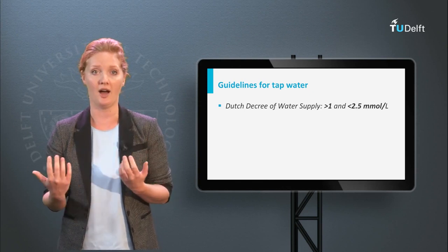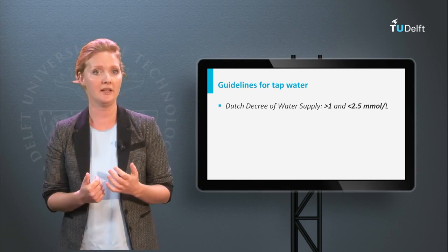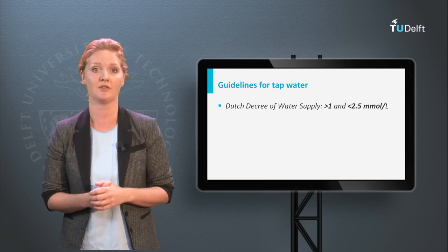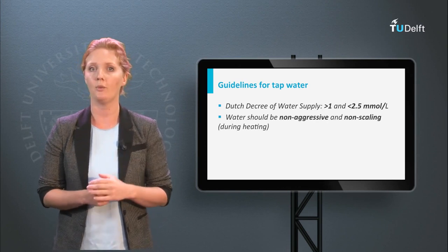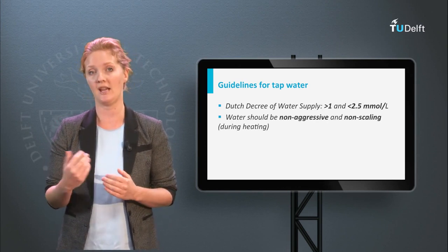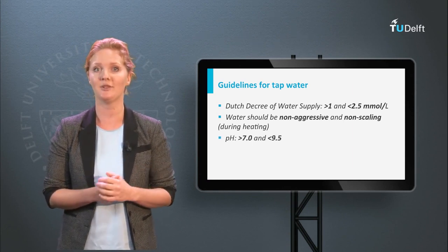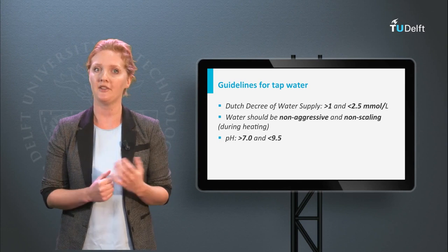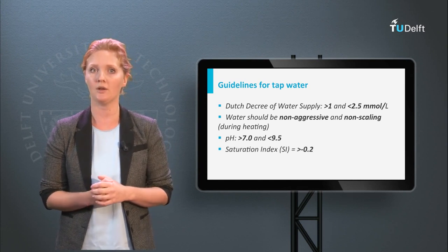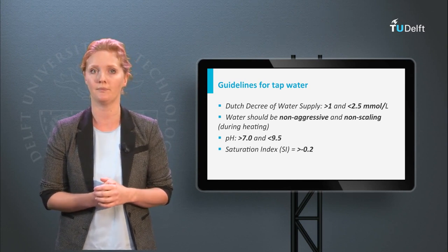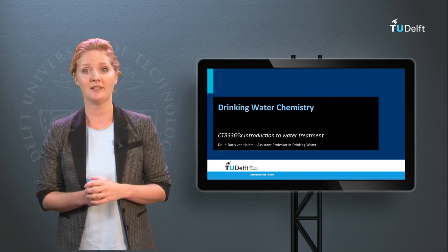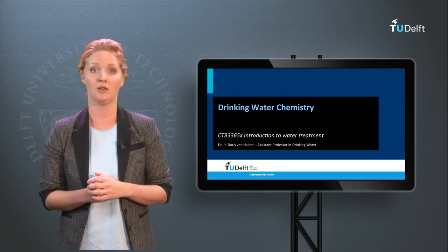If the hardness is too high, it may result in scaling once heated, as described with the Tillmans curve. So, the water should neither be aggressive nor scaling. The pH should therefore be within the range of 7 and 9.5, and the saturation index should not be lower than minus 0.2. We have come to the end of this lecture about basic water quality calculations.